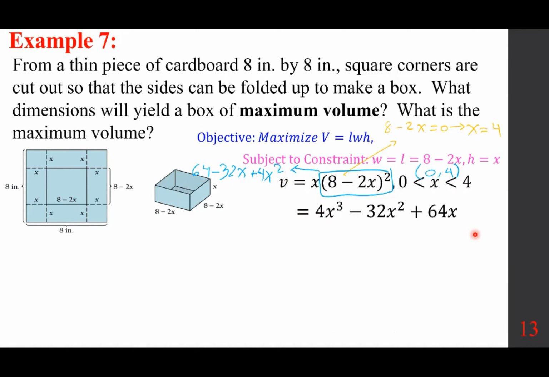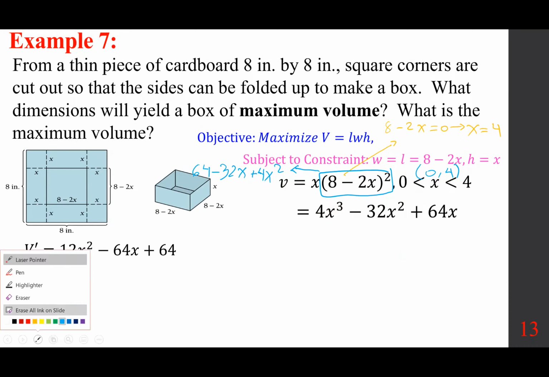Now let's do calculus. V prime, because we are looking for critical points, is 12x squared minus 64x plus 64. Now, we want to set this equal to 0 and solve. Let's factor the common factor or the GCF as follows. Can take the 4 out.